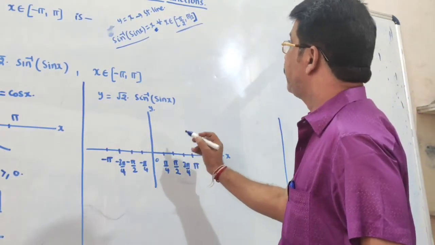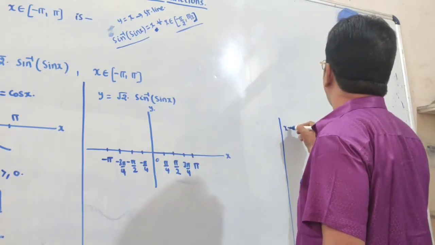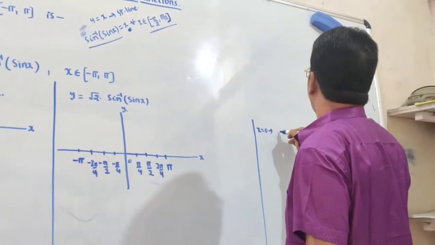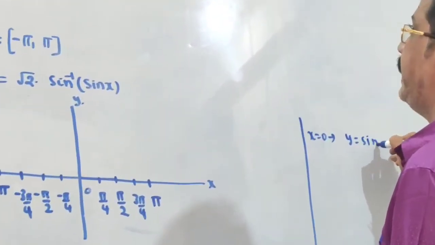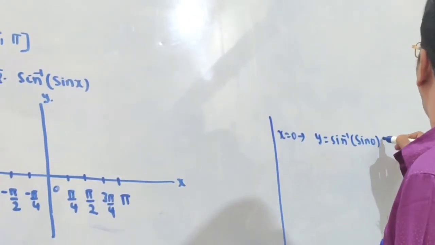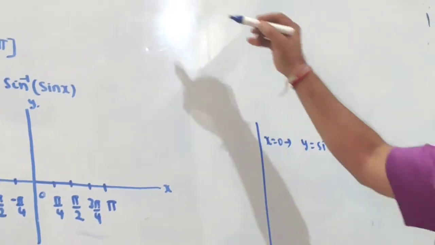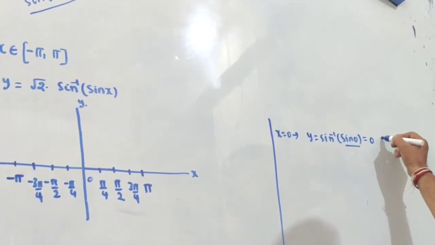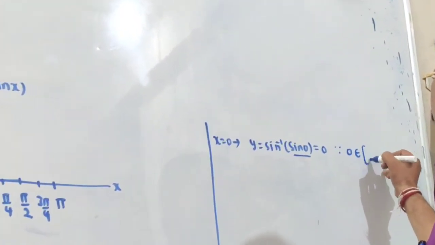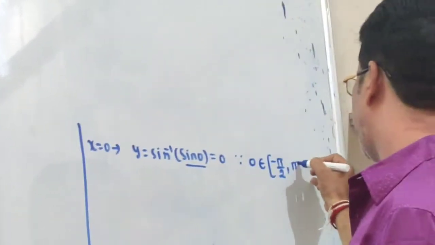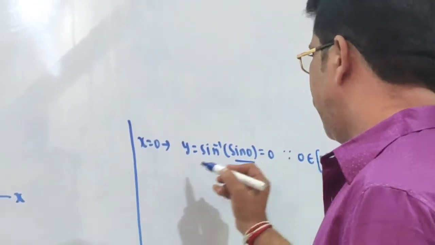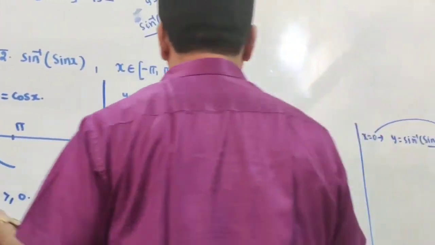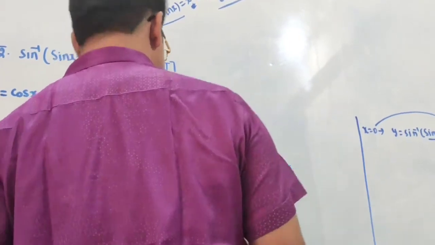So put x equal to 0. Then y equal to sin inverse of sin x. X means 0, so sin inverse of sin 0 belongs to this interval. Therefore it is equal to 0, because 0 belongs to the closed interval of minus pi by 2 to plus pi by 2. This is the reason. Okay, means x is 0, y is 0. We are plotting the point just like that.